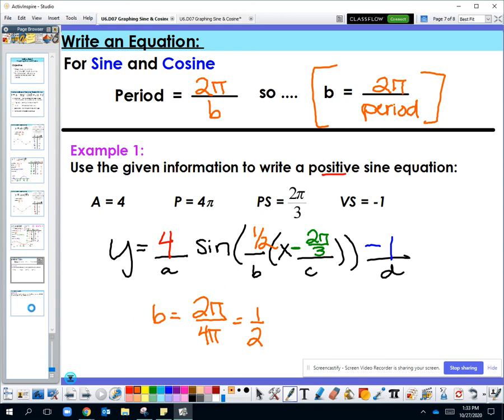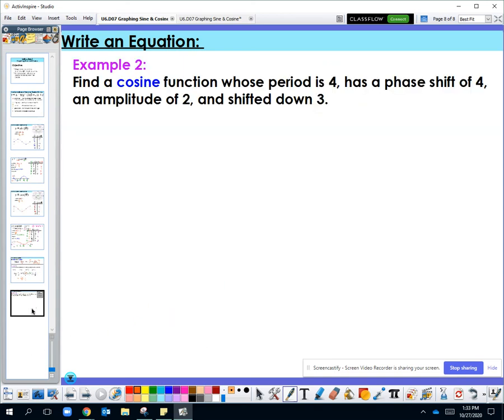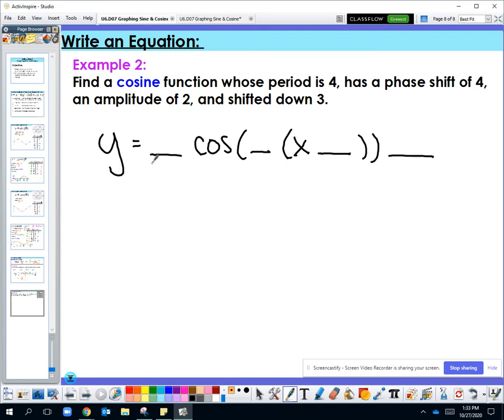Let's do a second example. This one says find a cosine function with the given information. So again, I'm writing out, leaving some spaces with cosine. You can use x or theta there. And we've got variables for a, b, c, and d. So in my problem, it says that it has an amplitude of 2. I'll plug that right in. Shifted down 3, I'll plug that right in.